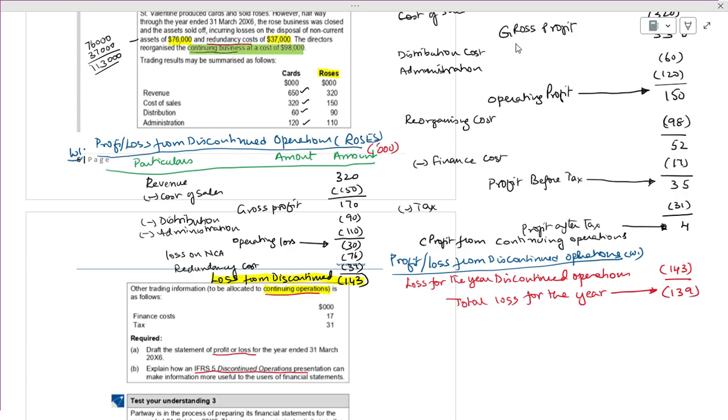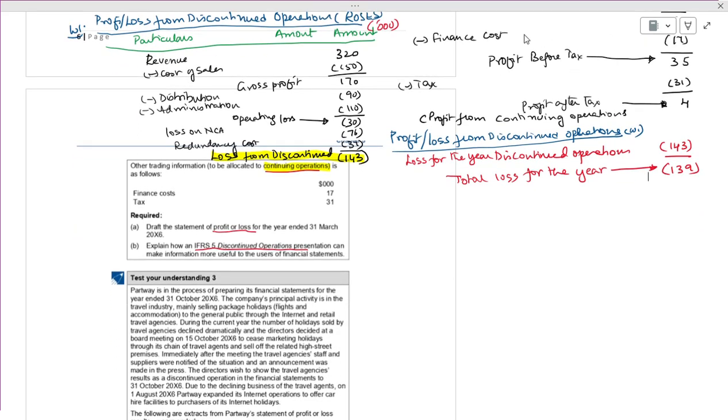What is the second question? Second question: explain how IFRS 5 presentation can make information more useful to the users of financial statements. Okay, this is the exact approach of ACCA. The approach of ACCA is not calculations.